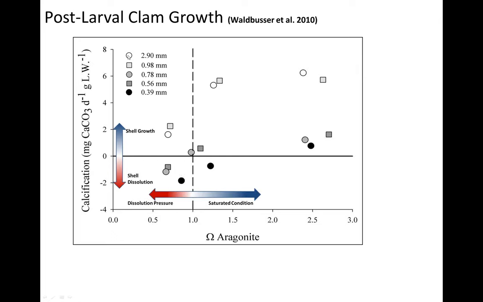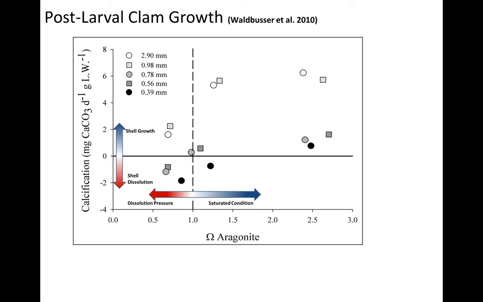And what you'll see here is the largest organisms are in white and the smallest ones are in black, and these are actually in shell length here. As they get larger, they calcify more quickly on a per weight basis, and they can even calcify in undersaturated conditions, but they're generally more sensitive at these smaller sizes. And these differences in the squares and circles, I should point out, are just different subspecies of hard clam.